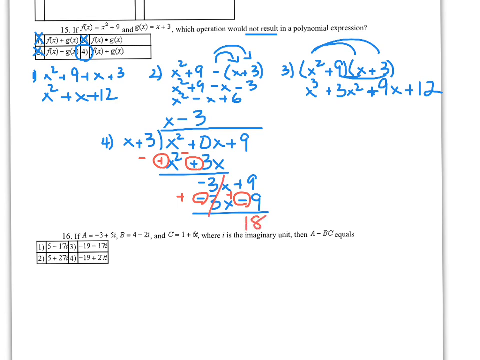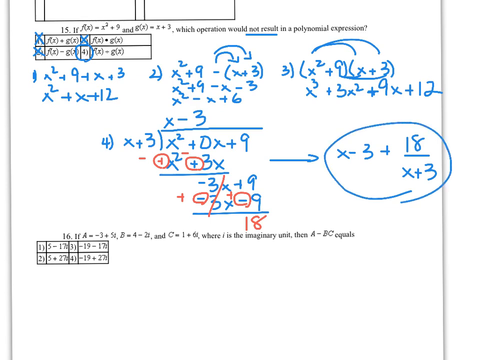So you see that we have a remainder here, right? So I'm just going to rewrite this. So then I have x minus 3, and I have a remainder of 18, and that is over x plus 3. This is not a polynomial expression because of that fractional piece at the end there, that remainder. Okay, so then the answer again is choice 4.